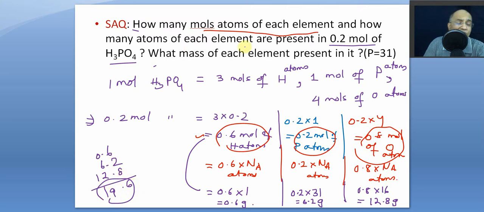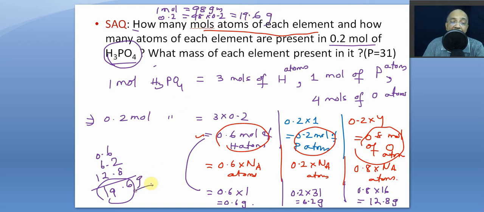And you could have also got the same value had you done straight away that 1 mole is equal to the molecular mass of phosphoric acid. You find 3 plus 31 plus 16 4s are 64. Again it will be 98 grams. If 1 mole is 98 gram, so 0.2 mole is 98 into 0.2. 2 8s are 16, 1, 2 9s are 18 plus 1, 19.6 gram.